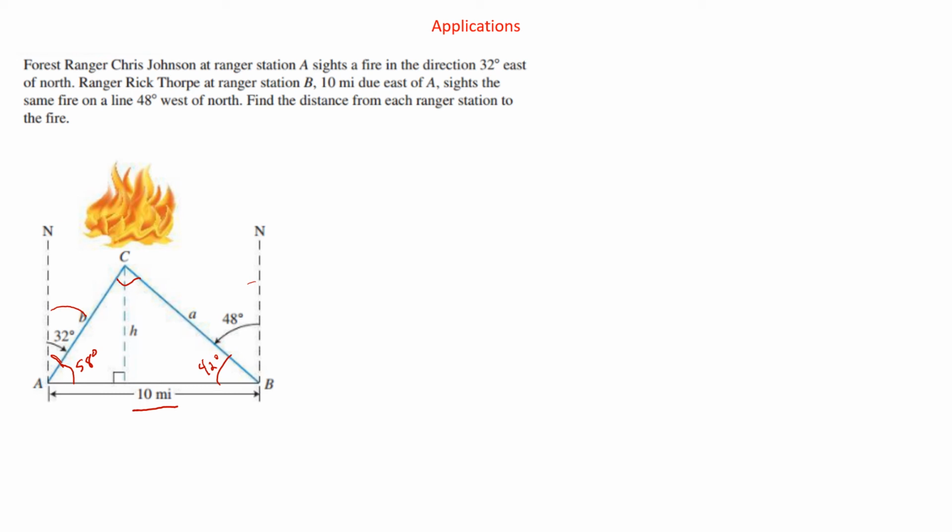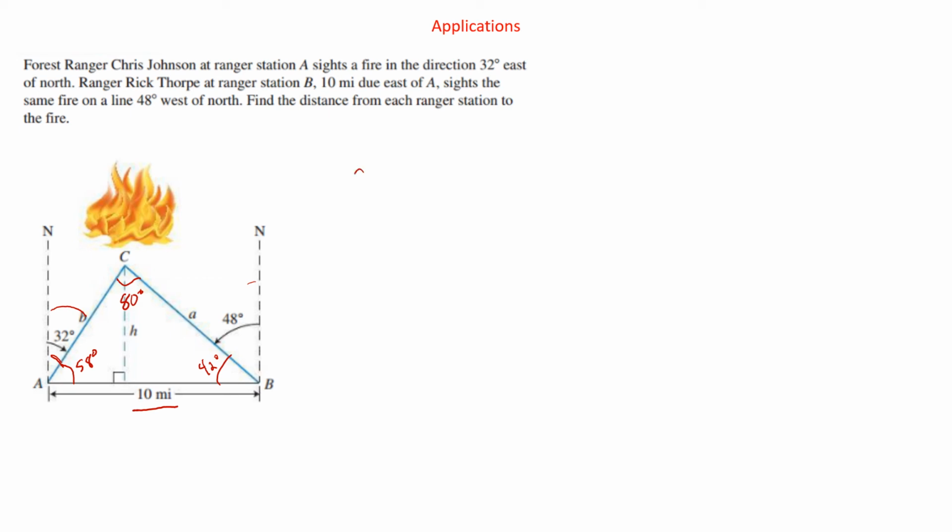From there, we can find angle C because they add up to 180. So C will be 180 minus those two, is 80 degrees. So angle C is 80 degrees. Now we have information we can set up to find these.